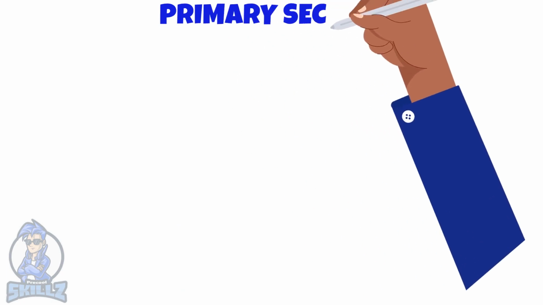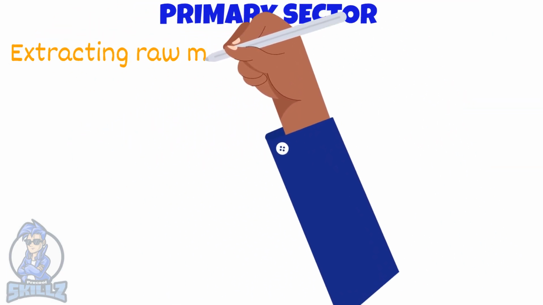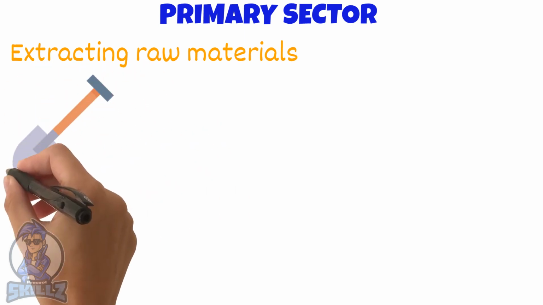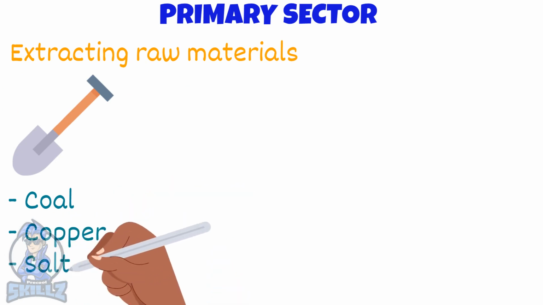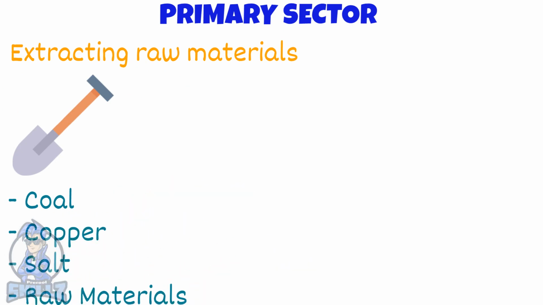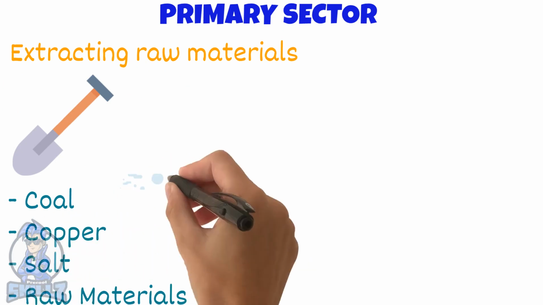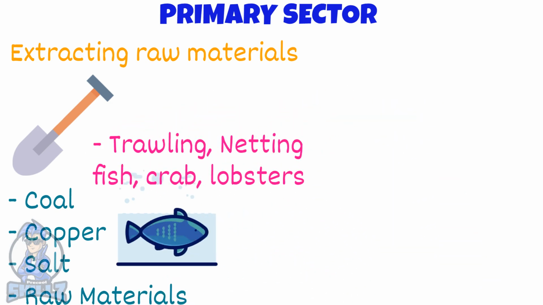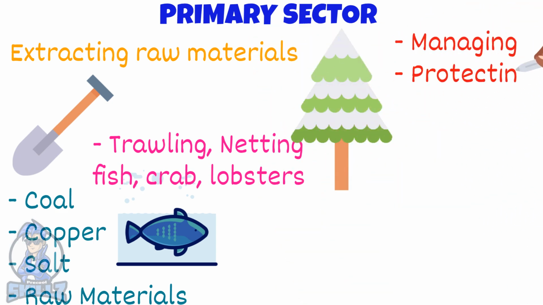So the primary sector usually involves extracting raw materials. Here are a few examples of primary sector activities. Mining and quarrying: coal, copper, salt, iron ore and other raw materials are dug out of the ground. Fishing: fishing is the netting, trapping or trawling of fish, crab, lobsters and other seafood. Forestry: forestry mainly involves managing and protecting forests, including production of wood.